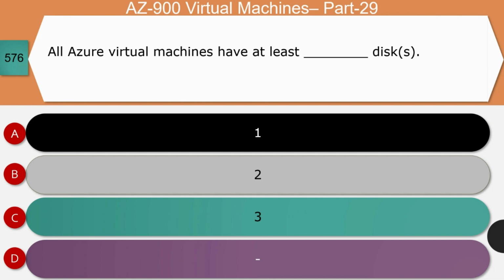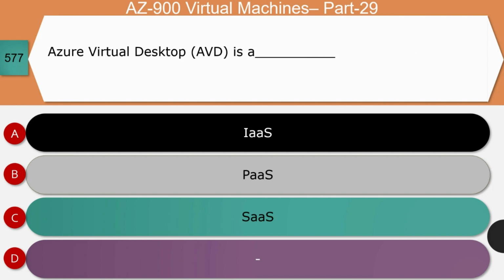Next question, all Azure virtual machines have at least dash number of disks. Is it 1, 2, or 3? The right answer for this question is option 2. That's option B is the right answer. Let's see the reason behind selecting this option. All Azure VMs have at least two disks. One is for the operating system disk and the other one is used as a temporary disk.